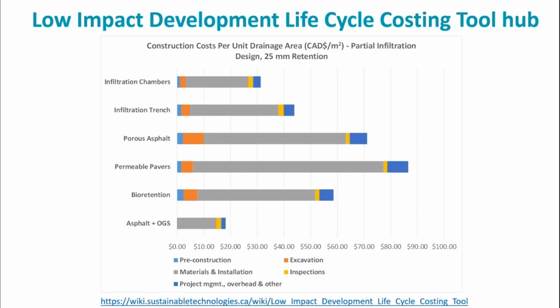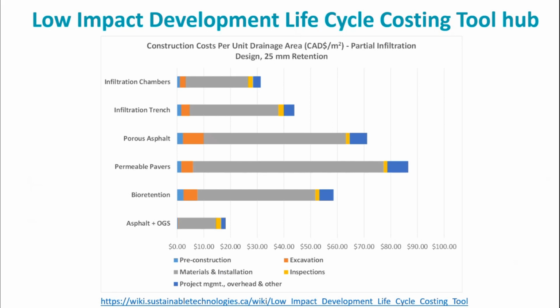So we can see here the construction costs per unit drainage area, meaning Canadian dollars per meter squared, with a 25 millimeter retention. That's a fairly heavy storm. We can see that one of the cheaper meter squared practices are our infiltration chambers or infiltration trenches. And as we talked about before, the benefit to these types of facilities and LIDs is you can actually build a parking lot over top of these facilities.